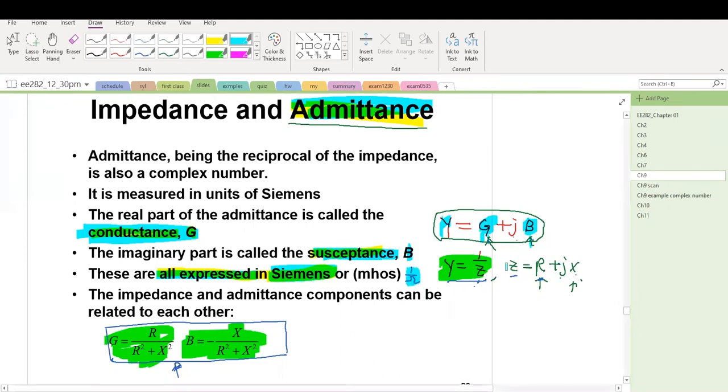And remember, Z equals R plus jX. And using this relationship, the admittance is the inverse of the impedance. We can obtain G and B as a function of R and X. And we obtain this formula.